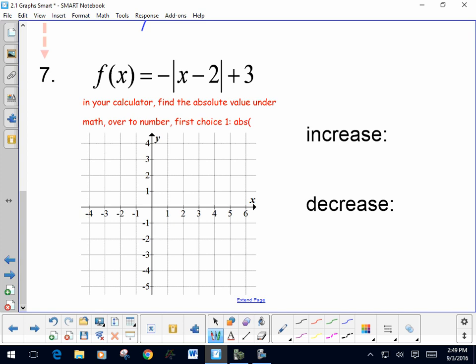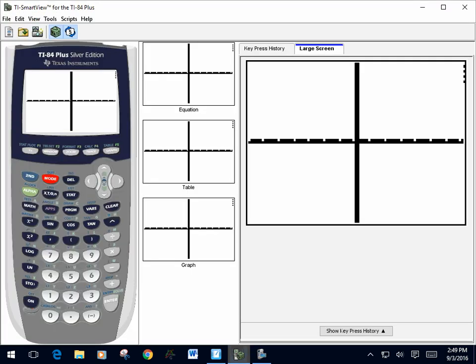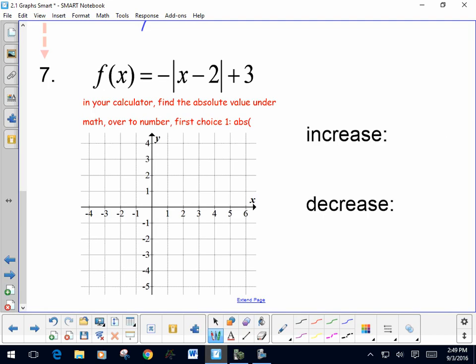f(x) is equal to the negative absolute value of x minus 2, plus 3. I wanted to teach you how to use this in the graphing calculator, but since I broke my graphing calculator, I'll just do it by hand. You could do it in your calculator if you want. If you want to find the absolute value in your calculator, hit the math button, go over to the one that says NUM, which is just the second one over, and it's that first choice, ABS. So you could graph this in your graphing calculator.